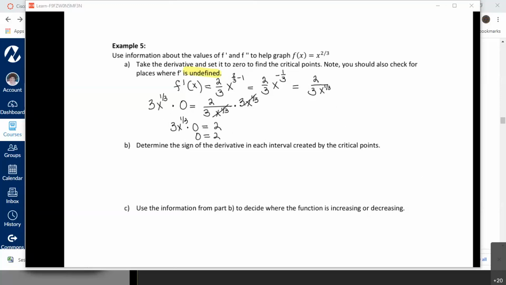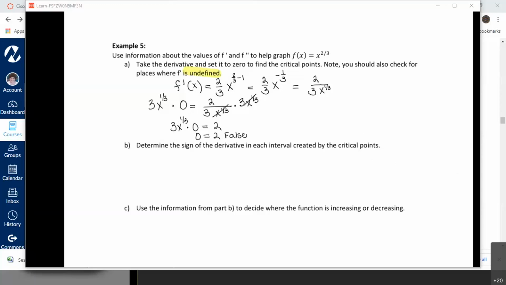So here's what I've got. 0 equals 2. What do you think about that? What do you think about 0 equals 2? Trying to help you discover what to do with weirdness. Yeah, it's a false statement. No amount of help from x is ever going to make 0 equal 2.